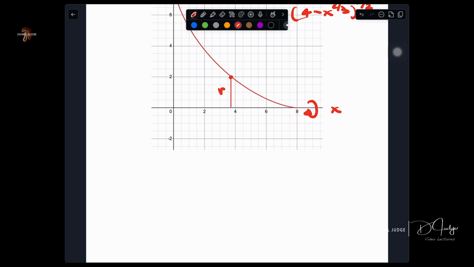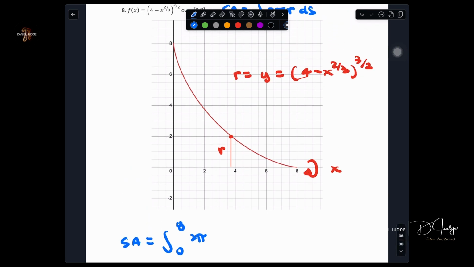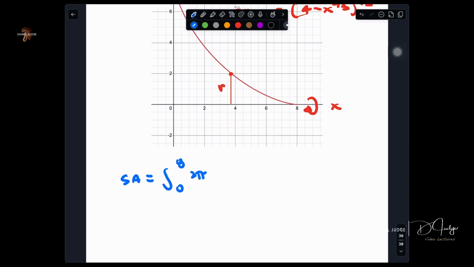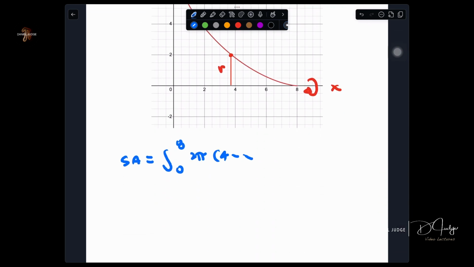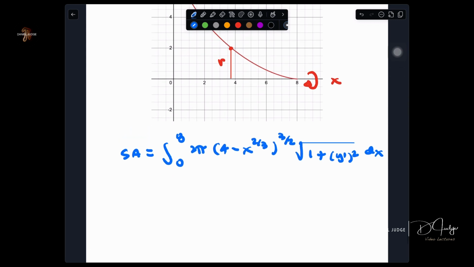So the surface area formula is going to be the integral from 0 to 8, 2 pi r, which is really 4 minus x to the 2/3 raised to the 3/2, times the square root of 1 plus y prime squared dx. Okay.